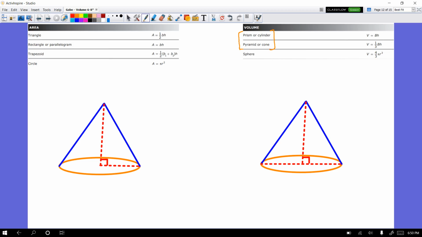So what we're going to end up doing is making something almost identical as what we just did, but then taking the answer and dividing it by 3. So cones, same exact thing as a cylinder. Divide your answer by 3. Easy peasy.